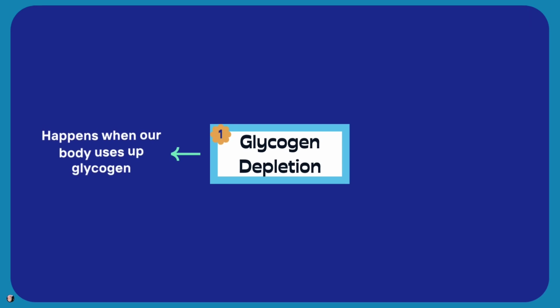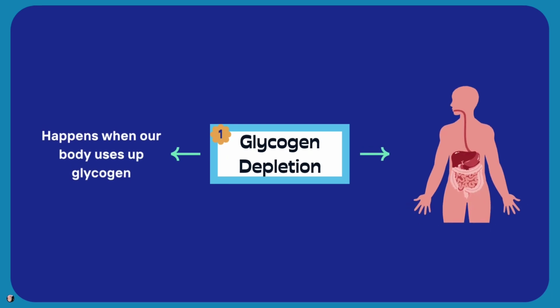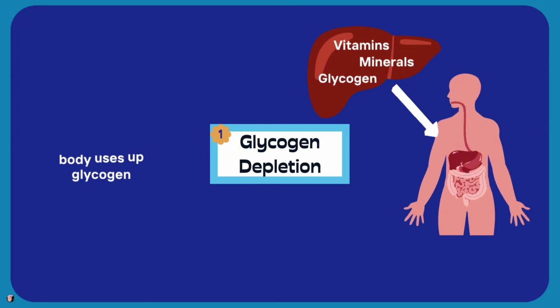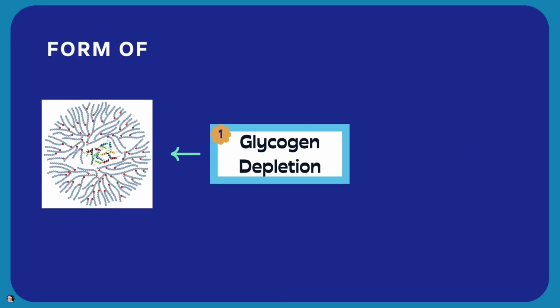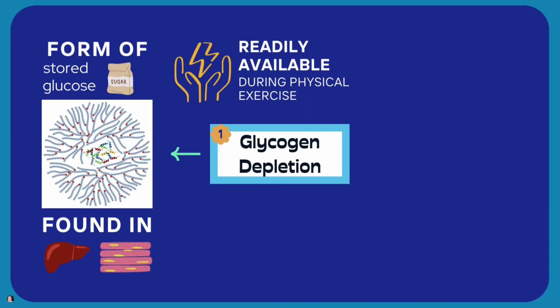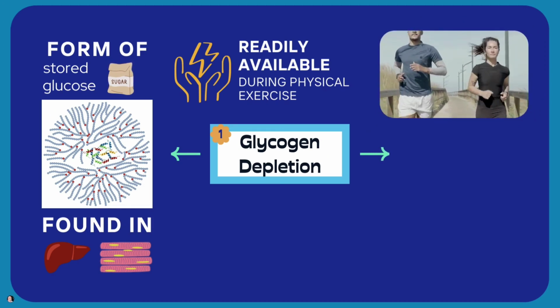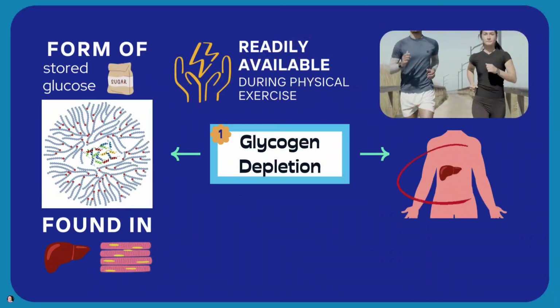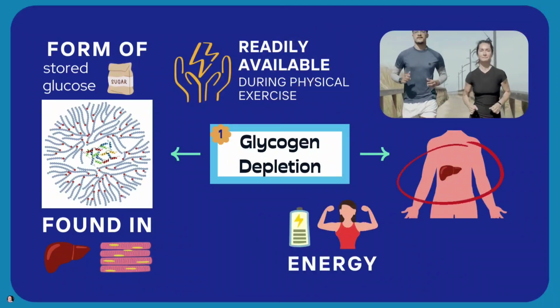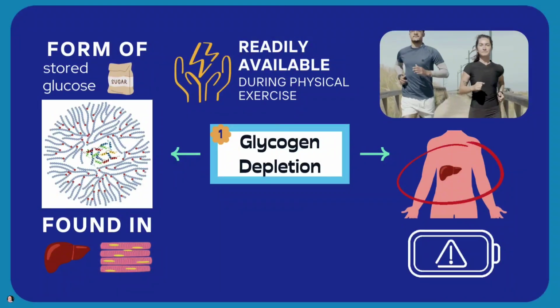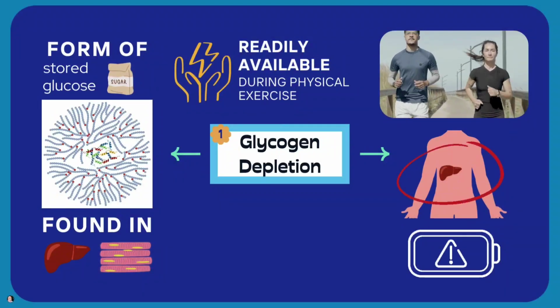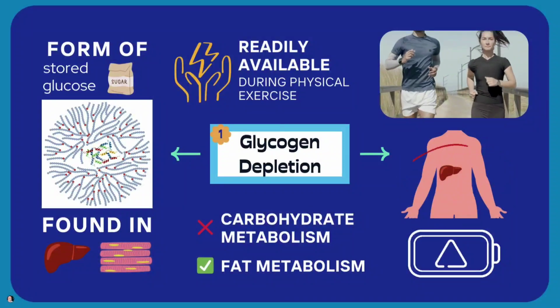Glycogen depletion happens when your body uses up glycogen. This is our body, which has a liver as one of the organs. The liver stores vitamins, minerals, and also glycogen. Glycogen is a stored form of glucose, primarily used when you do activities like running or exercising. Your body relies on glycogen to meet its energy needs. When glycogen levels become low, the body may shift to alternative energy sources such as fat metabolism.